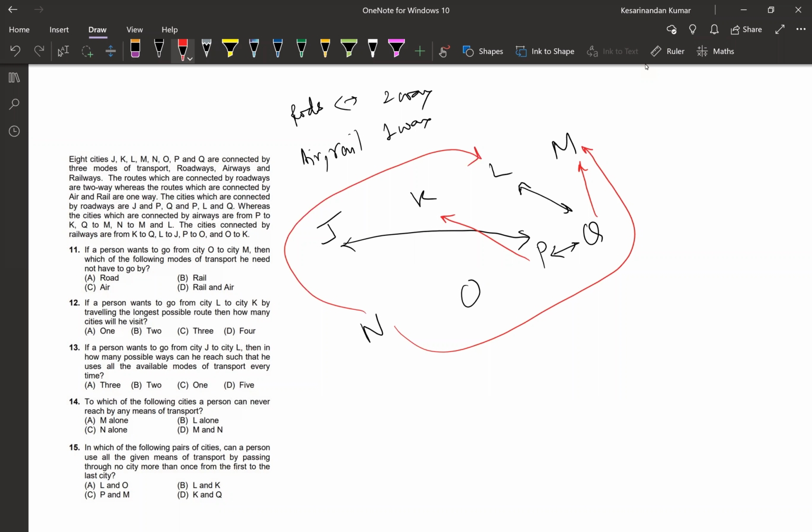The cities connected by railways. So railway will be green. K to Q. Then we have L to J. P to O. And O to K. Hopefully we have not missed any.